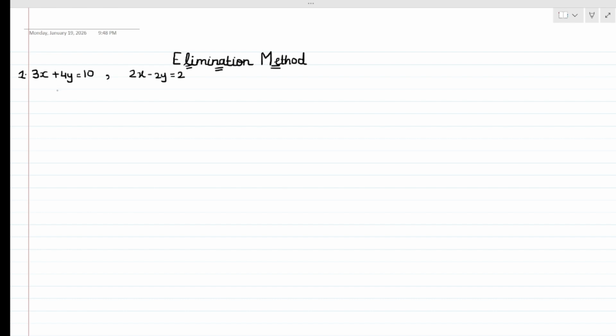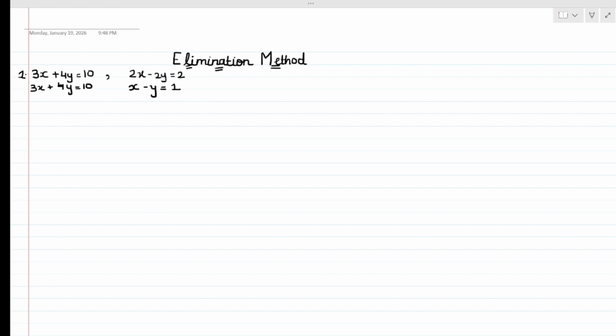The pair of equations given over here is 3x plus 4y equals 10 and the second is 2x minus 2y equals 2. First thing you should keep in mind is that if anything is common in the equation, you should reduce your equation to the smallest number. So if I take 2 as common, what will be my equation? x minus y equals 1, and the first equation will be as it is, 3x plus 4y equals 10.